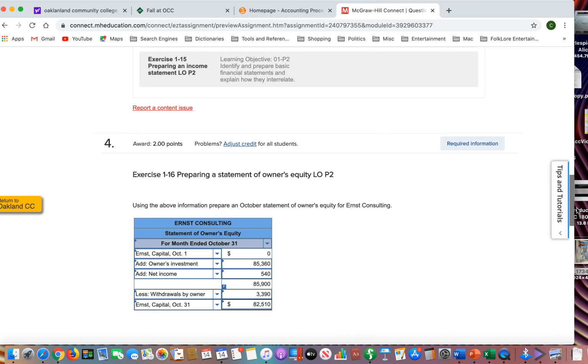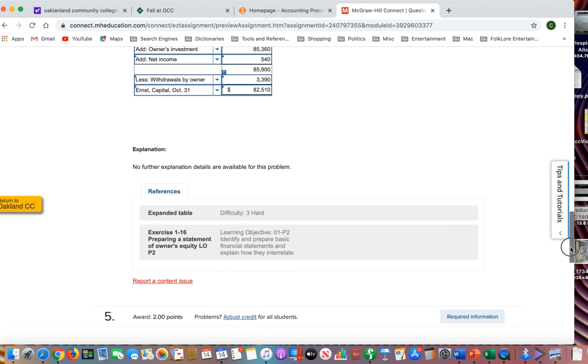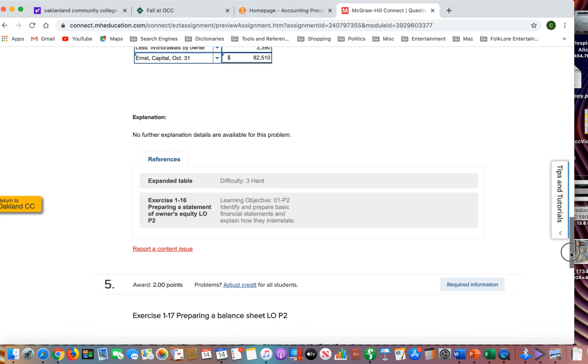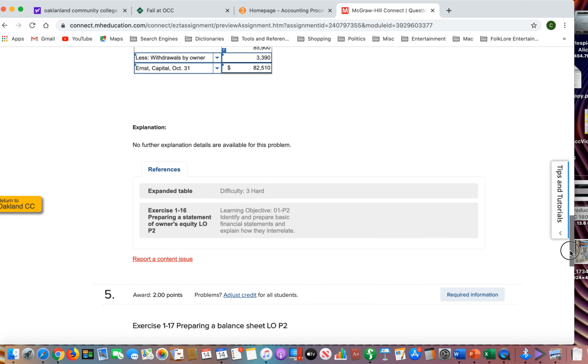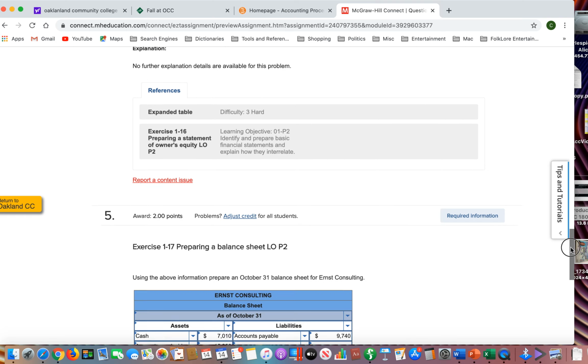You add income, you subtract withdrawal. And by the way, if it had been a net loss, you will subtract it. You will subtract a net loss. Okay. And now they want to prepare a balance sheet. Well, we're going to use this figure here, this new figure, $82,510, to develop part of the balance sheet.